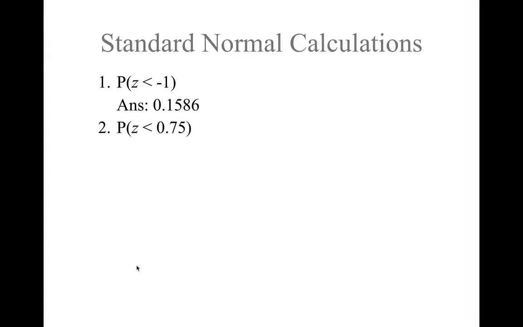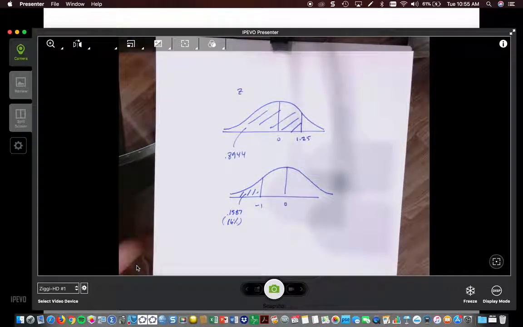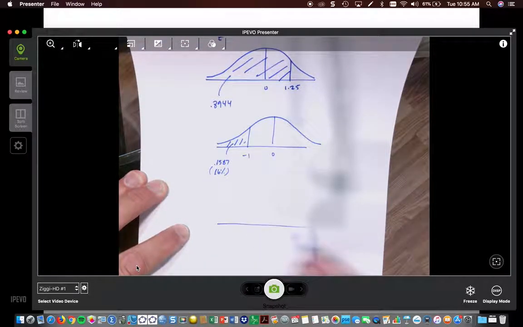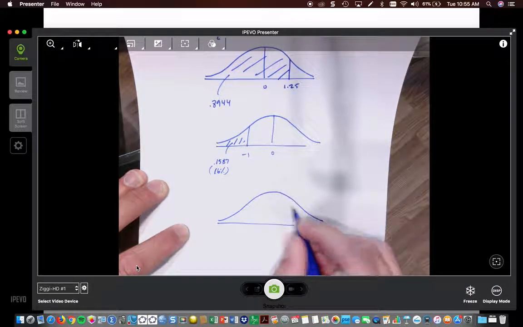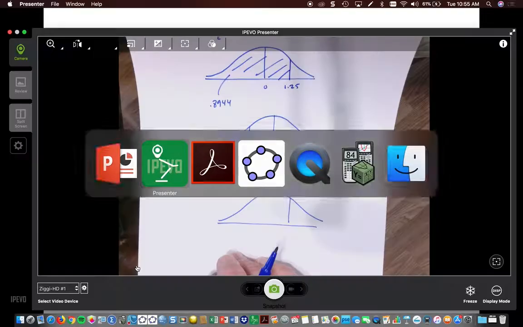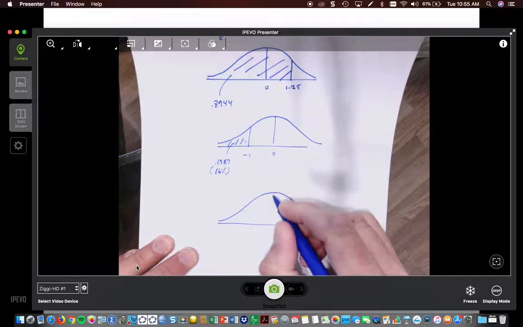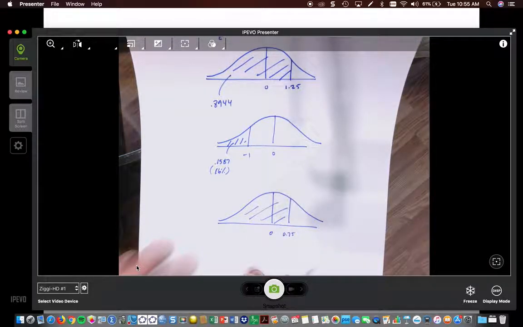What if I wanted to know the probability that z is less than 0.75? Again, I'm going to be looking at a standard normal curve centered at 0 with a standard deviation of 1. The question was, what's the probability that z is less than 0.75? So this is 0, this is 0.75. We're looking for the area to the left.